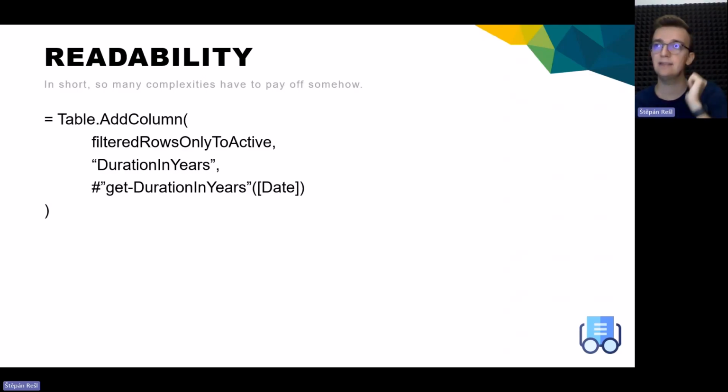We know that we are adding the custom column called duration in years by a function called get duration in years, and we're passing the date. That's all. Because somewhere in the model, we've already defined our function called get duration in years. And it's just up to us if it will be, as I said, the query itself, or if it will be inside the query.